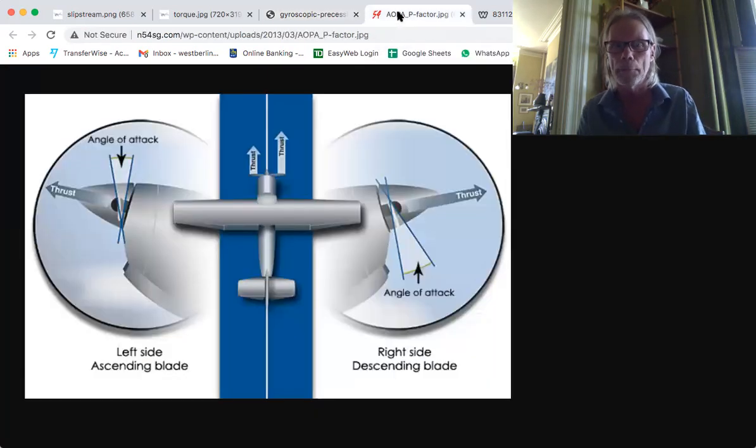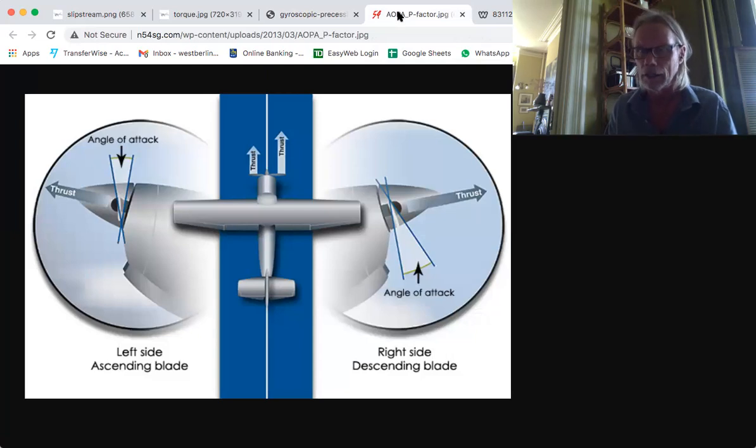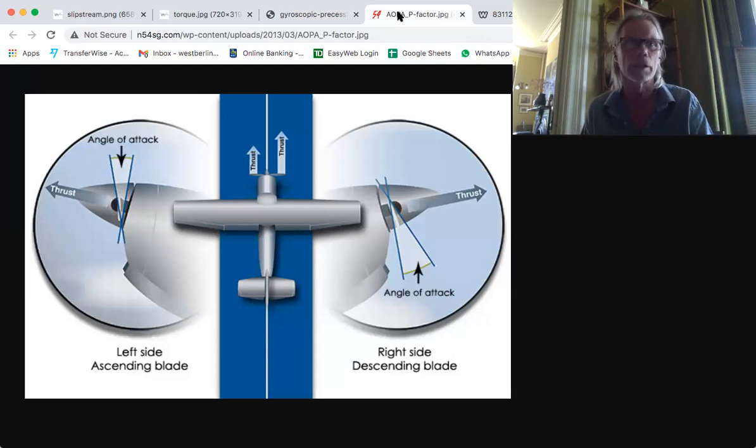All right, P factor. Well, it all has to do with the angle of attack of the blade of the propeller. As you know, a propeller has a bit of a pitch. Each blade has a pitch to it, and that's how it bites into the air and creates a backwards force, which then moves the airplane forward.